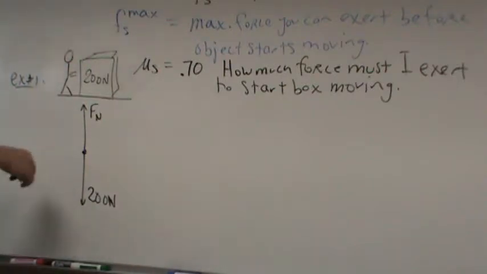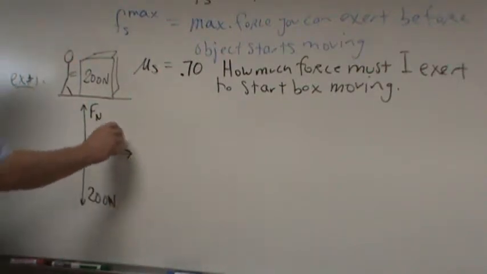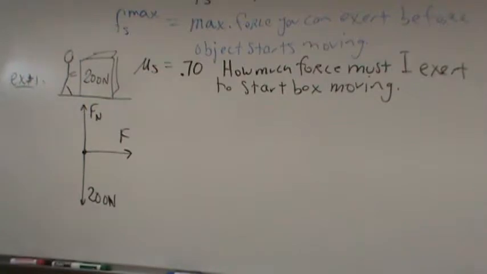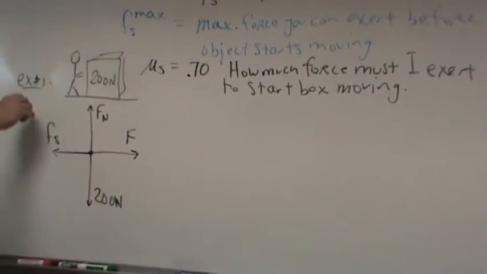What's another force acting? You. Good, me. I'll just call it F. The force I'm exerting is F. And what's the last force? Friction. Sure, friction force. And I'm going to call it F sub S because it's the static friction that's opposing me. I'll define up as positive and to the right as positive.